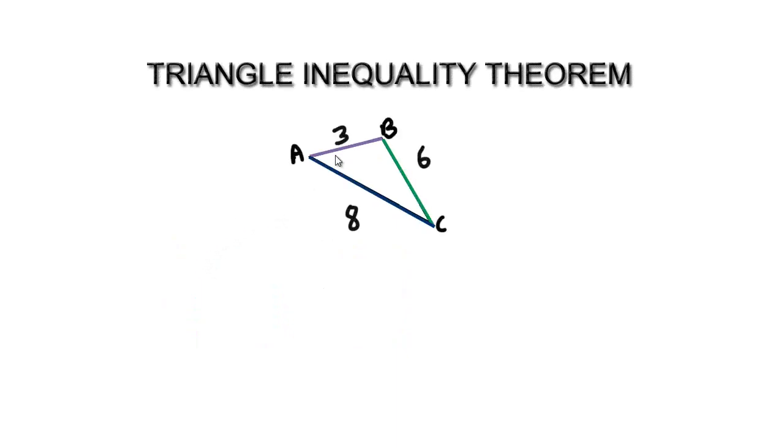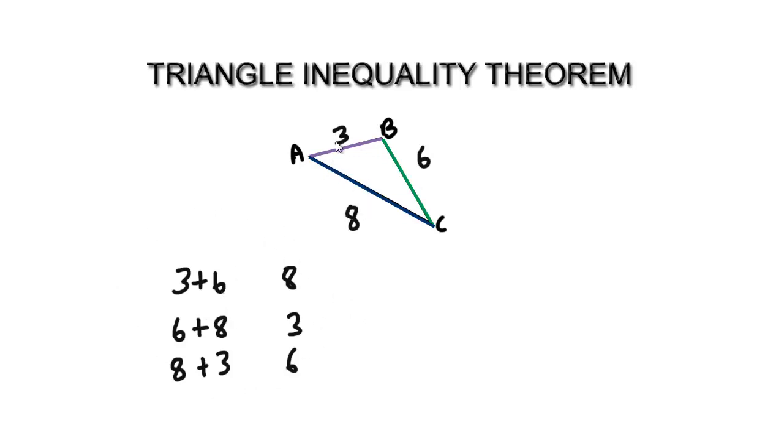Alright, so now let's take a look at a numerical example. So let's say that AB is 3 and BC is 6 and AC is 8. And let's try to verify if this is a legit triangle, right? If it's possible to make this triangle. So we can use the triangle inequality theorem to prove that. To check to see if this is a legit triangle, we have to check all three scenarios.